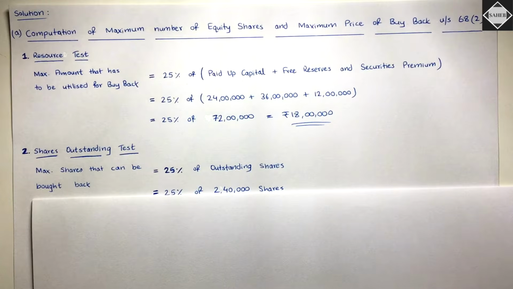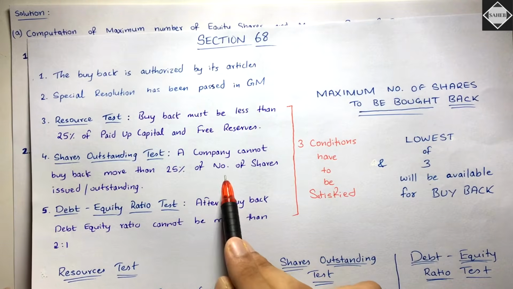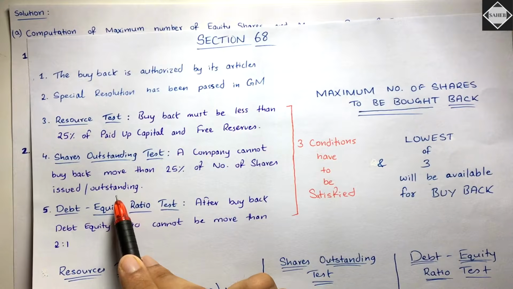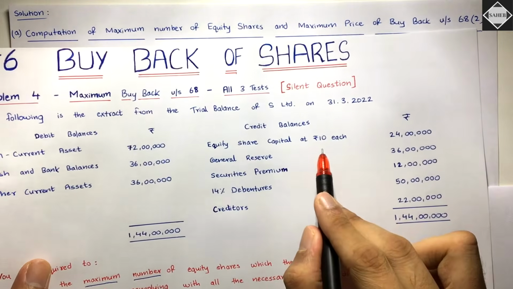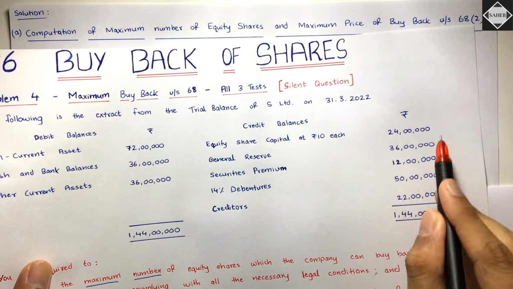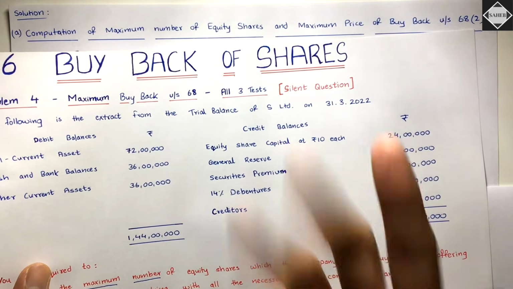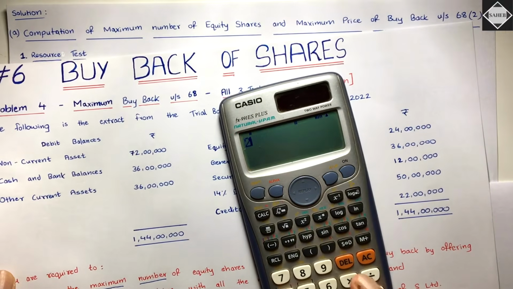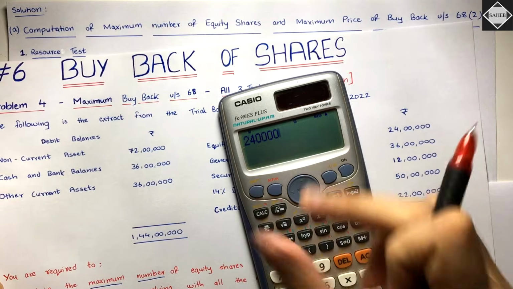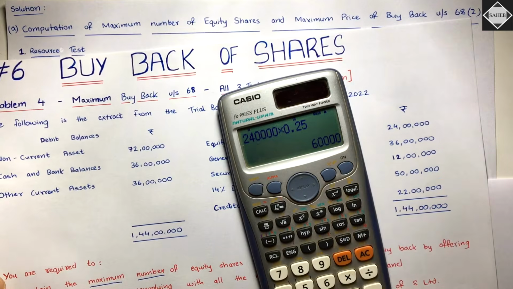Let me show you in our conceptual paper. See, a company cannot buy back more than 25% of number of shares issued or outstanding. So just check in the balance sheet of the company how many shares are outstanding. If you see, equity share capital at rupees 10 each, 24 lakh. So 24 lakh is the whole capital, face value is 10, 24 lakh divided by 10, that's equal to 2,40,000 shares. That's the total shares that are outstanding in the company. So 2,40,000 total number of shares into what percent? 0.25. Yeah, 25%. So that's equal to 60,000 shares.